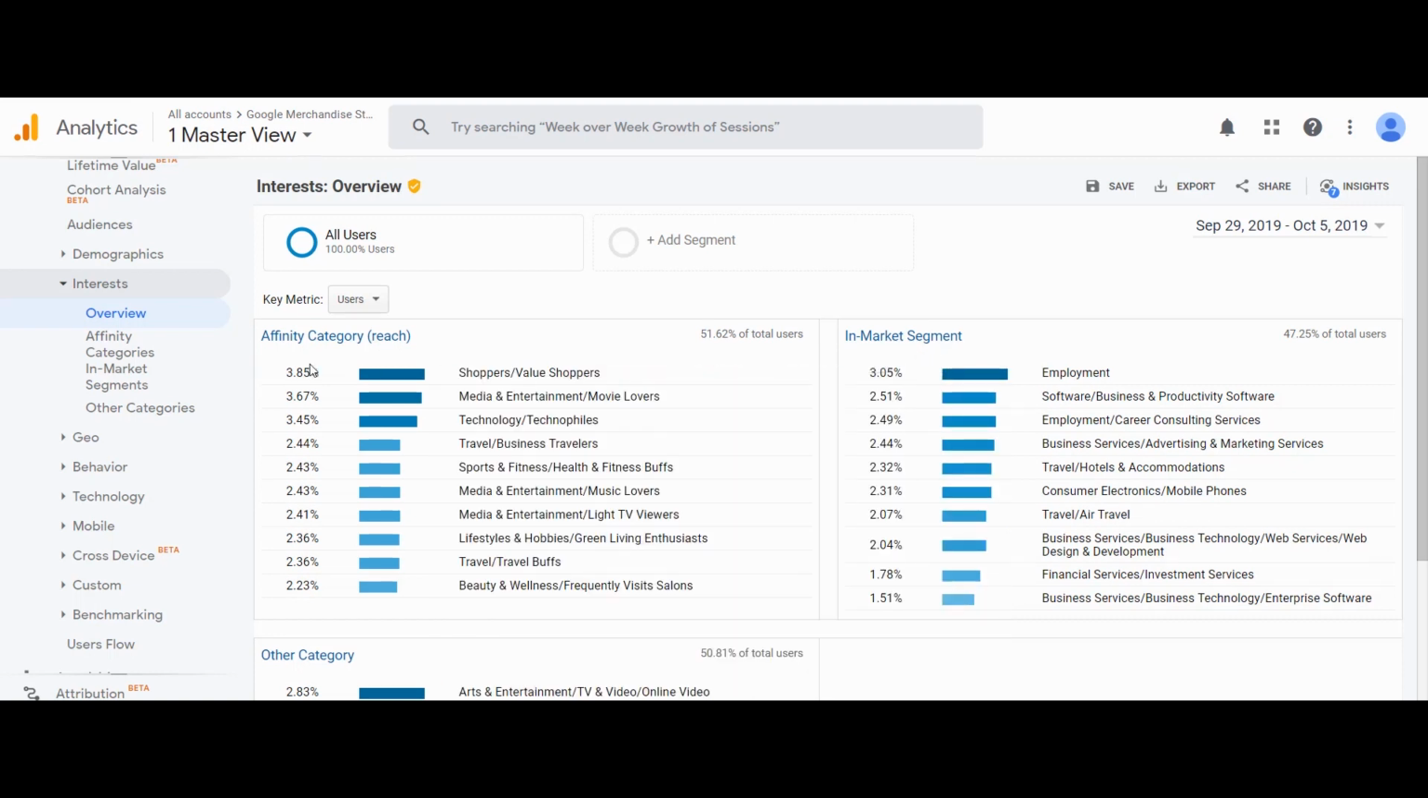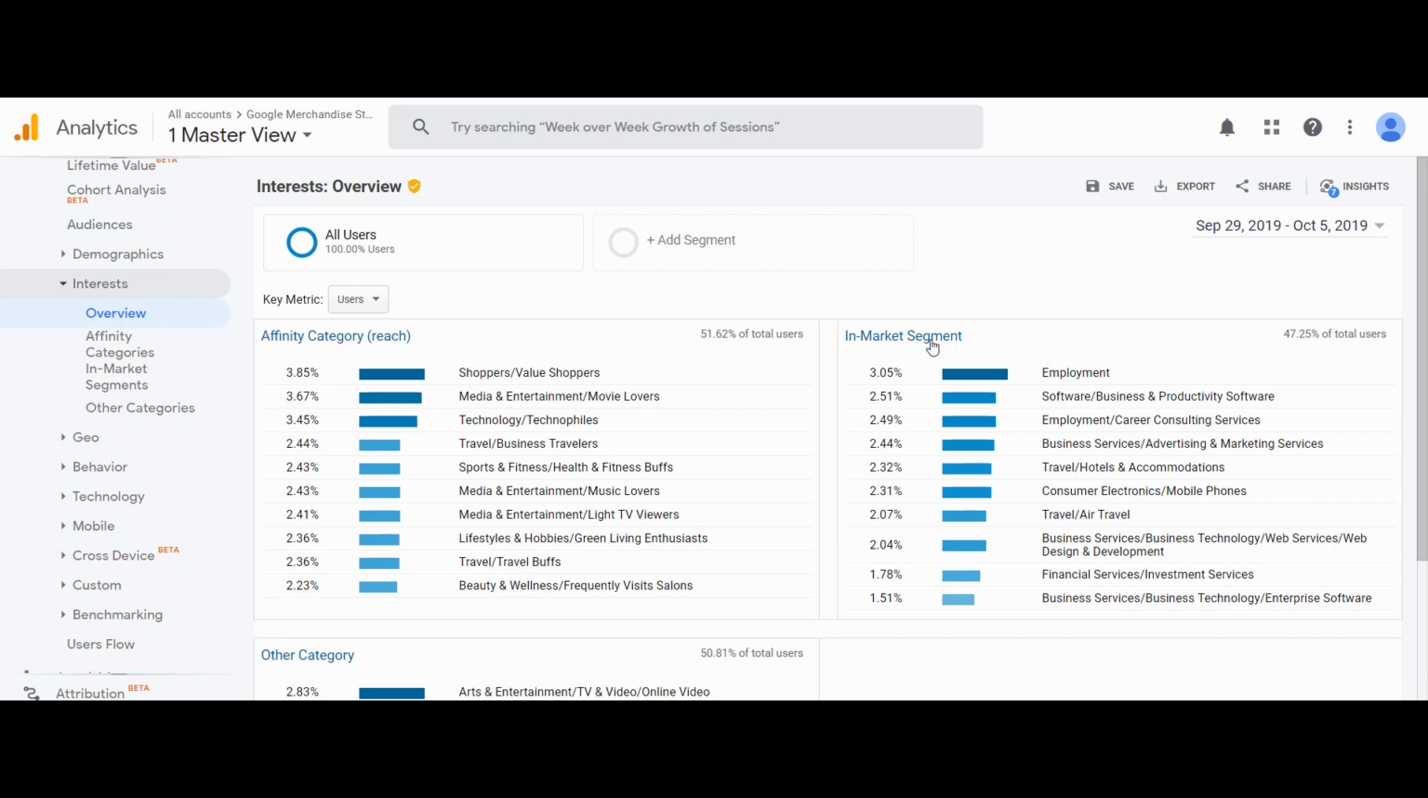Absolutely right. Affinity categories represent the user's interest. See here, the maximum proportion of our users who visited the site during the time frame are classified as shoppers or value shoppers, followed by media and entertainment, technology and others.